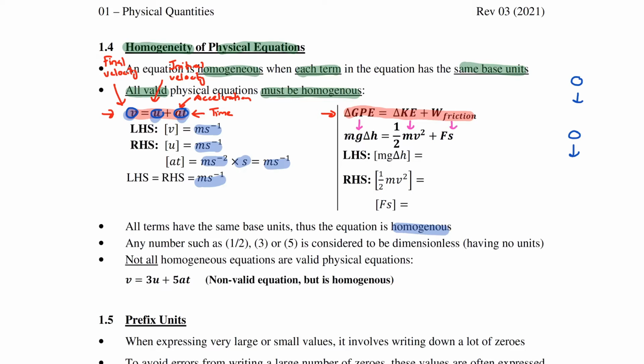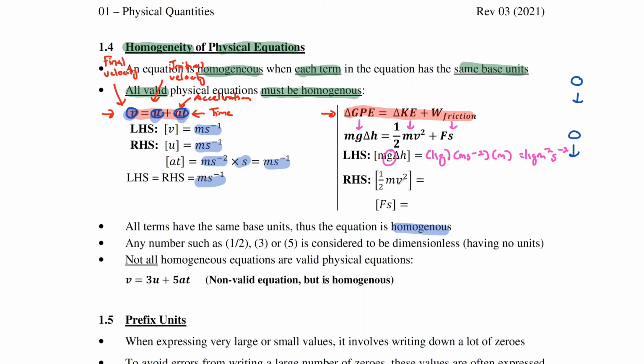Now, if we try to analyze the units starting from the left-hand side of the equation, the units of mg delta h would be kg times meter per second squared times meter, giving you kg meter squared per second squared. Now, g is gravitational acceleration. It has the same unit as acceleration.